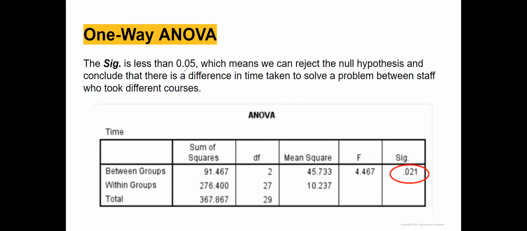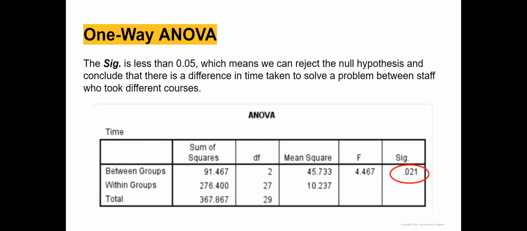So if the significance is less than 0.05, it means we can reject the null hypothesis, and we can conclude that there is a difference in time taken to solve a problem between staff who take different courses. Since our value is 0.021, it's less than 0.05. So we can say that the three different groups, beginner, intermediate, and advanced, have a difference in time taken to solve a problem. So this is how you do one-way ANOVA.